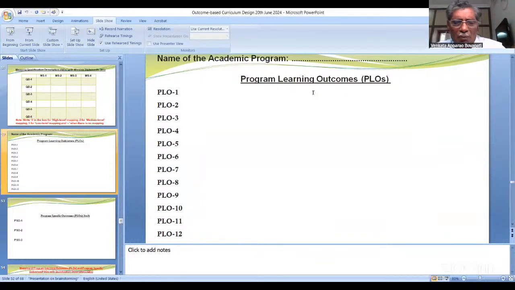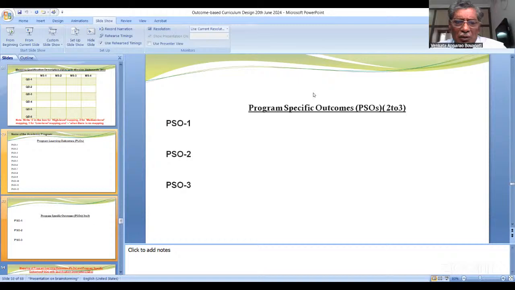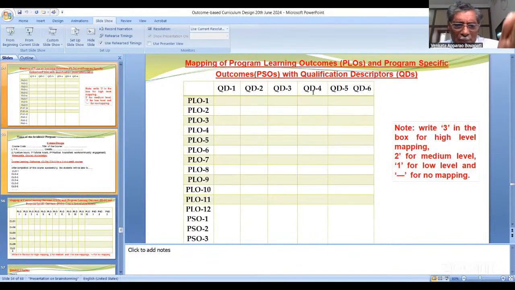Then program outcomes, POs, program specific outcomes 2 to 3. Then mapping table, POs and PSOs and PUOs. Instead of QD, you mention PUOs.